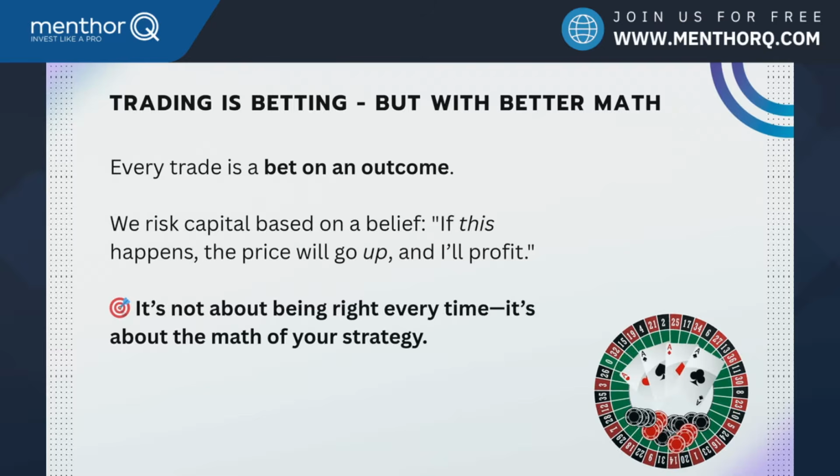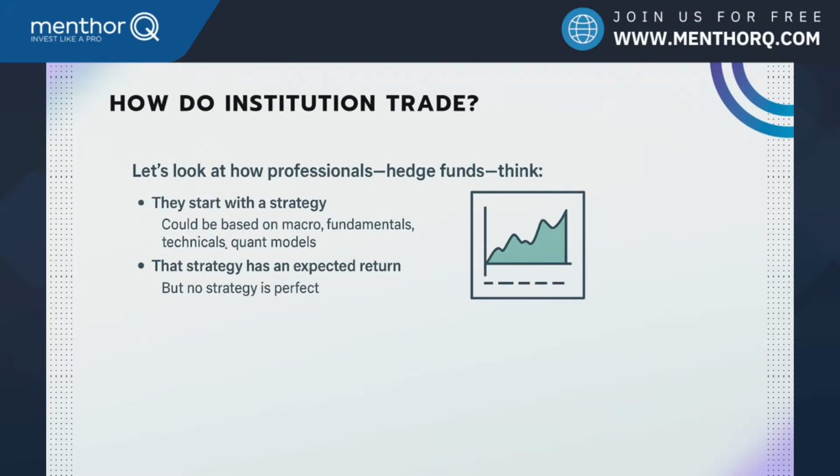So the goal is really not to be 100% perfect, but how can I improve my strategy by reducing, for example, the wrong trades and by using data to my advantage. And this is really how institutions are trading.